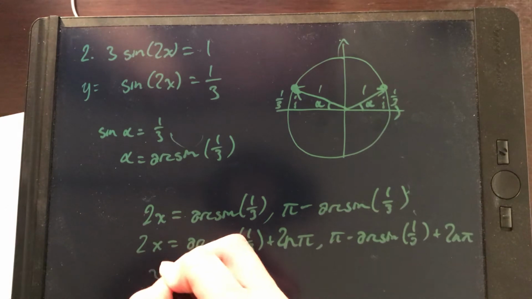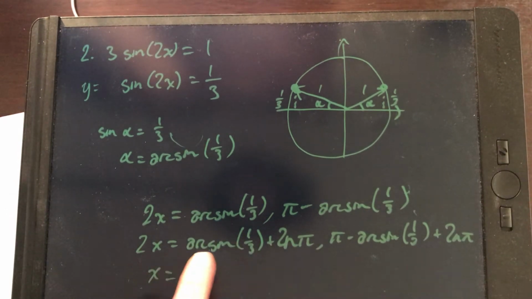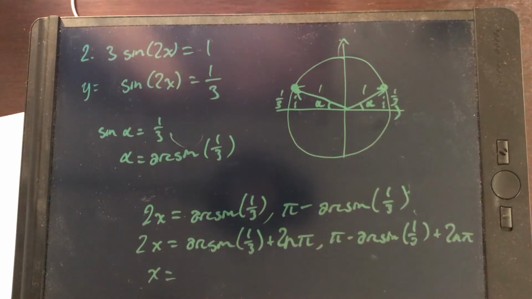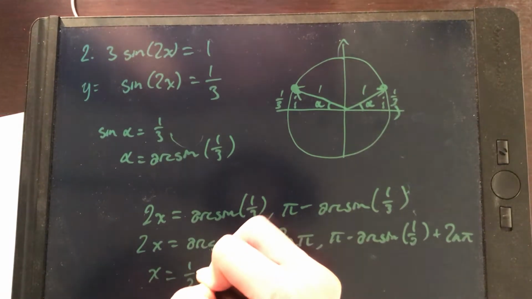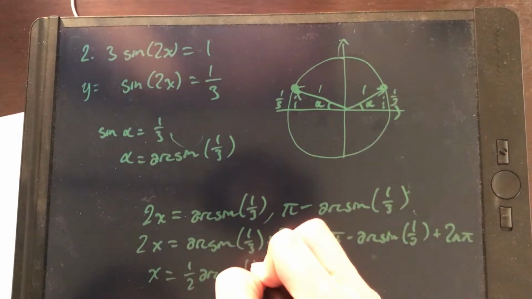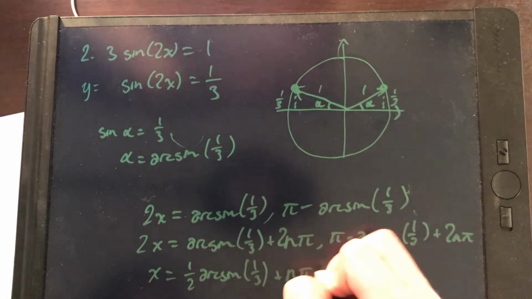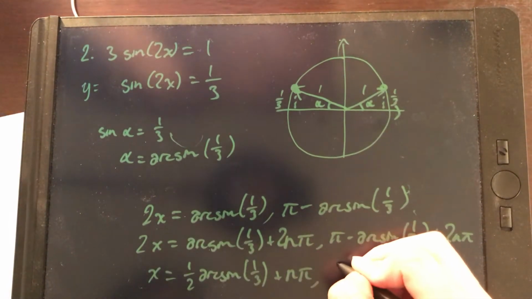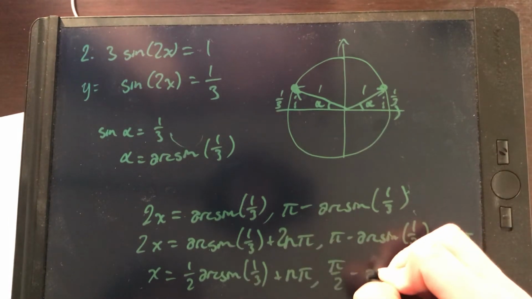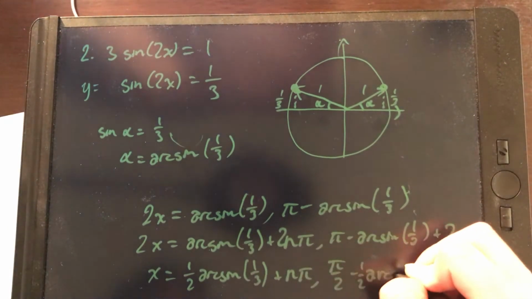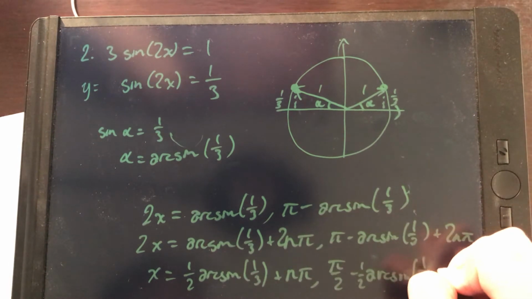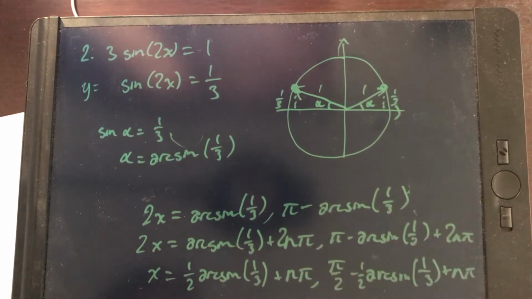So to finish up, we're just going to divide by 2, and don't forget to divide everything by 2. You might look at it as 2 different equations. 2x is either equal to this solution set or equal to the other solution set. The idea is you solve for x, you divide both sides by 2. So you have 1/2 inverse sine 1/3 plus n pi. And then dividing this, we have pi over 2 minus 1/2 inverse sine of 1/3, and then plus n pi. That's our general solution.